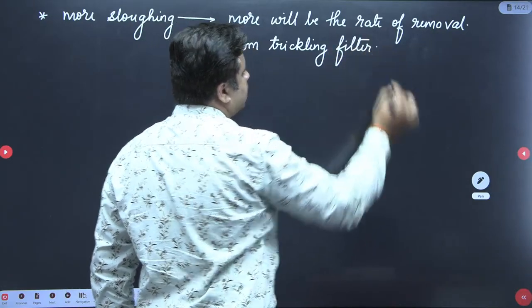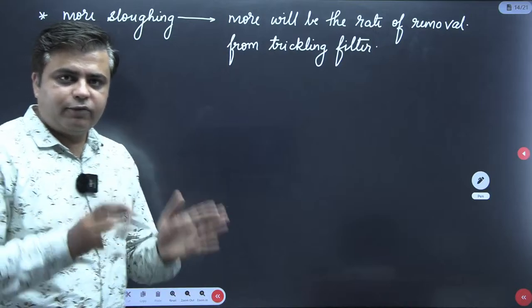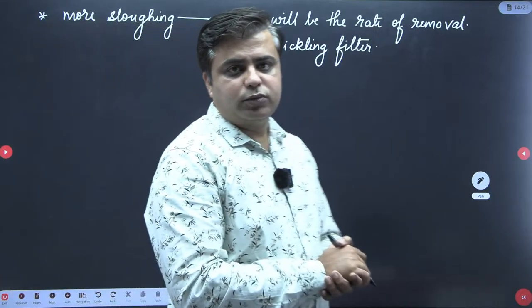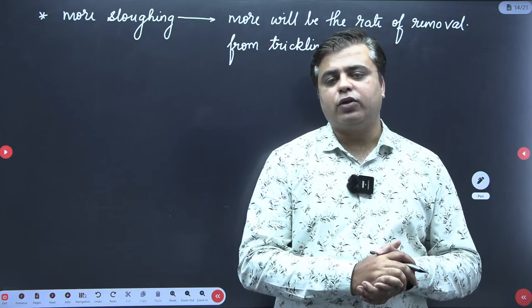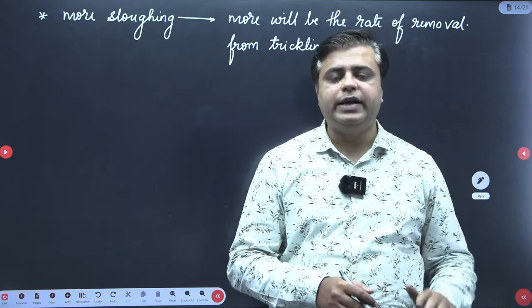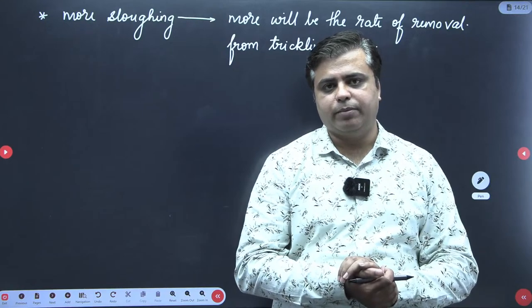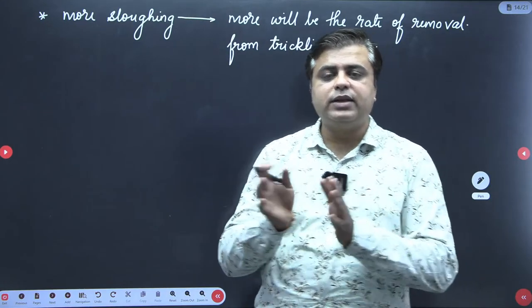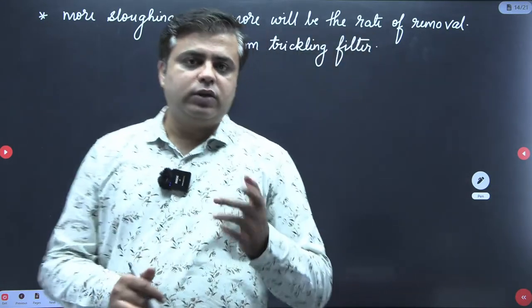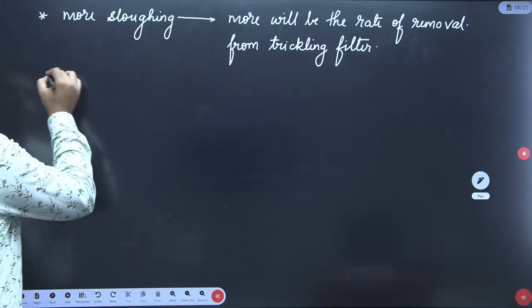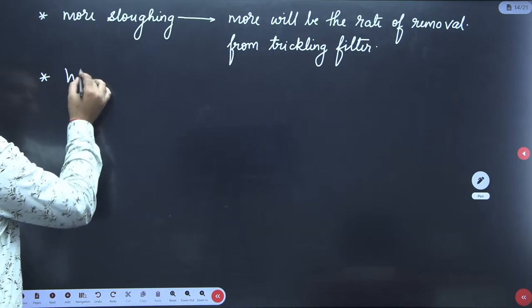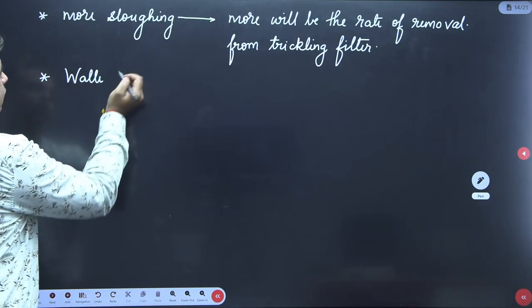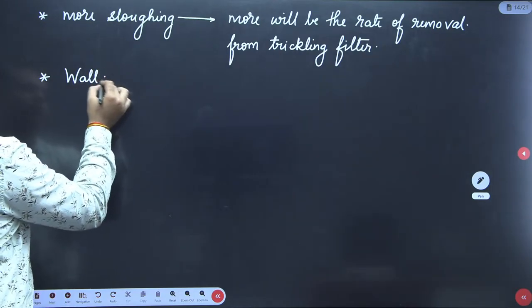Second thing, the walls of the trickling filter are made up of honeycomb structures, right? Means the sufficient availability of oxygen is maintained throughout the entire depth of the filter medium. That's why it is termed as an aerobic system. So the walls are perforated walls. The walls of trickling filter are perforated walls.